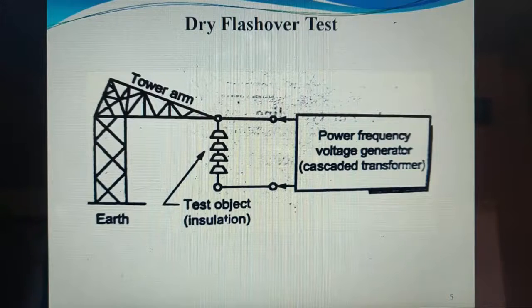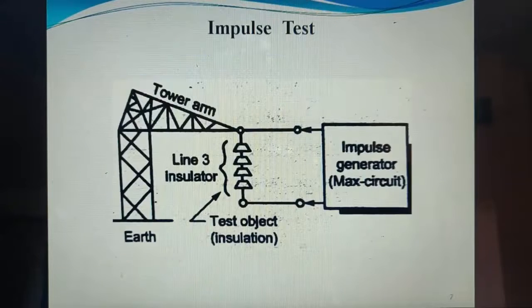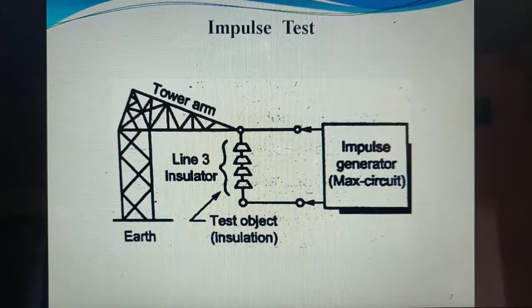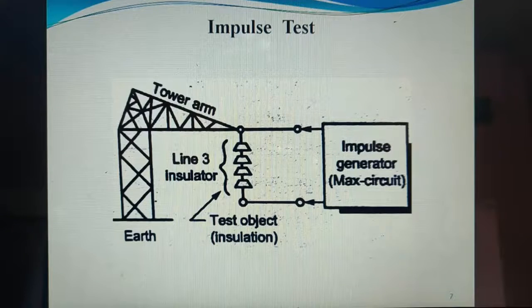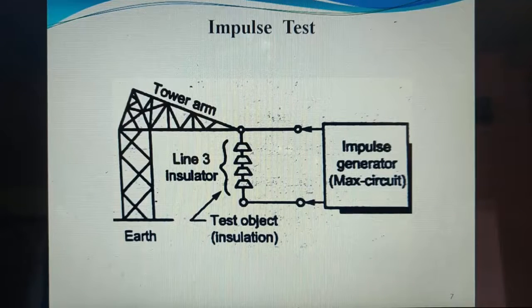This impulse is provided with the help of a Marx generator, or impulse generator, in the laboratory. If 2 out of 5 cause flashover, then the insulator is said to have failed the test. If flashover occurs 2 times out of 5, the insulator fails the test. So that is called the impulse withstand test.